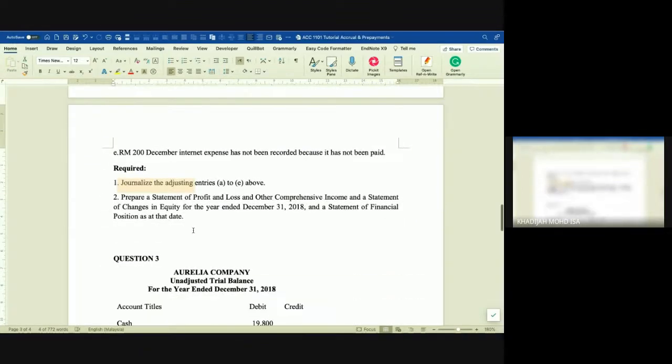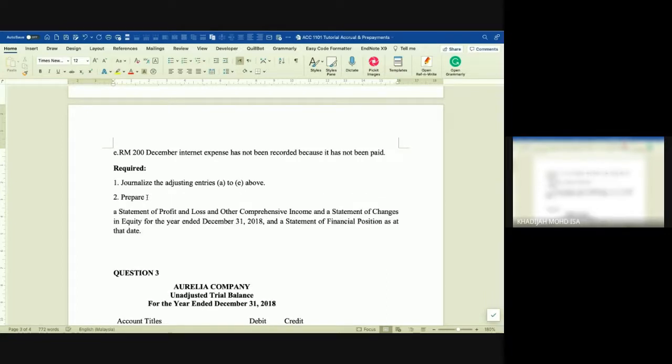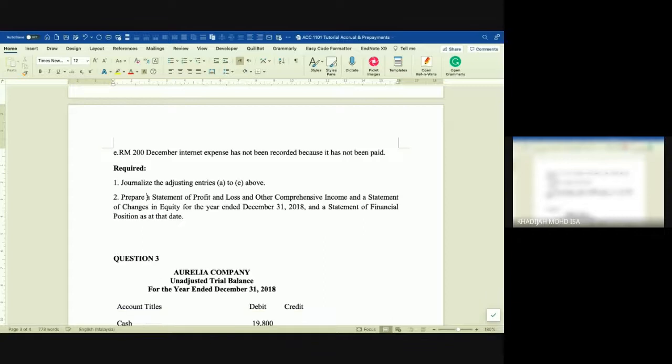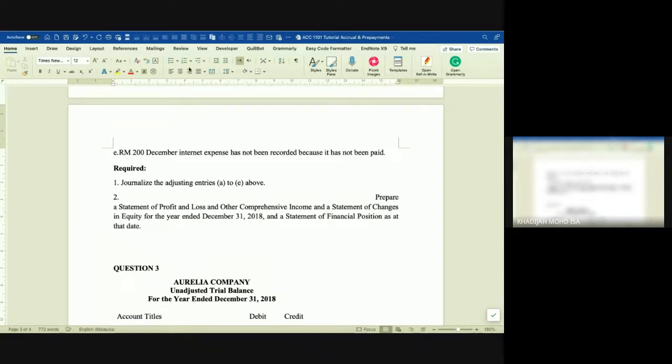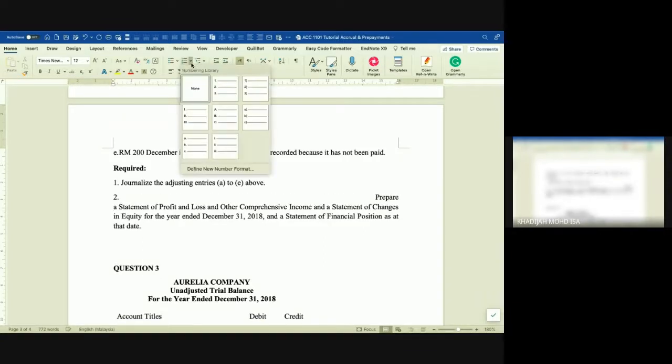Then from there, you prepare a profit and loss account, and then a statement of profit. So this is one: prepare the statement of profit and loss and other comprehensive income. That is one. Let me do it like this. So this is what you are normally required to do.